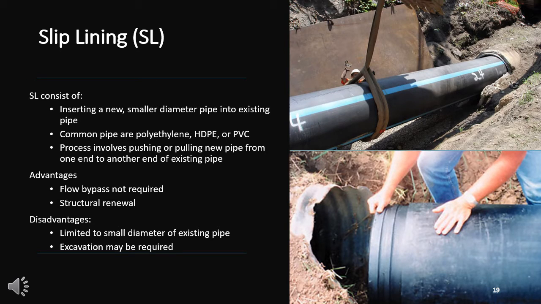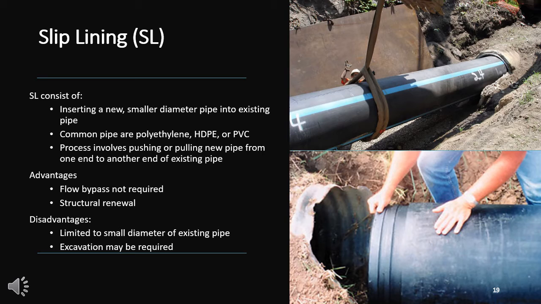Slip lining consists of inserting a new, smaller diameter pipe into an existing pipe. Common pipes for usage in this are polyethylene, HDPE, or PVC pipe, and the process involves pushing or pulling new pipe from one end to the other end of the existing pipe.